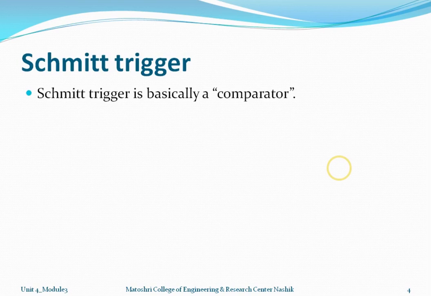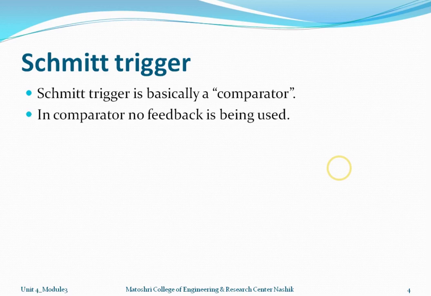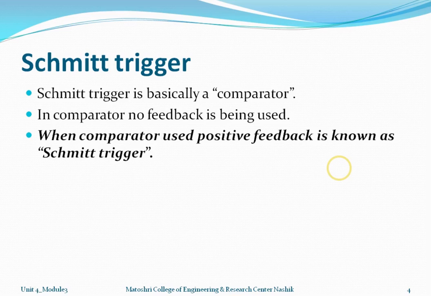This Schmitt trigger is basically a comparator circuit, but in a comparator there is no feedback introduced. If we introduce positive feedback in the comparator, then that circuit we call a Schmitt trigger. So a Schmitt trigger is basically a comparator with a feedback change, that is nothing but a Schmitt trigger.